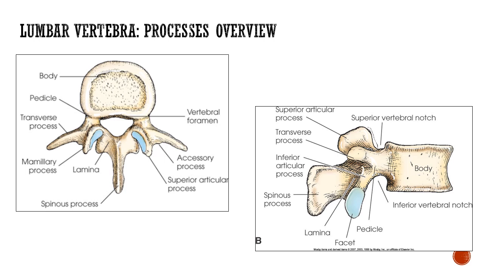So here's the body of the vertebra. Here's one pedicle, and here's the other. The vertebral foramen can be seen here. The laminae can be seen on either side, and we have 1 spinous process. We also have 2 superior articular processes and 2 inferior articular processes, which we'll talk about shortly as well.